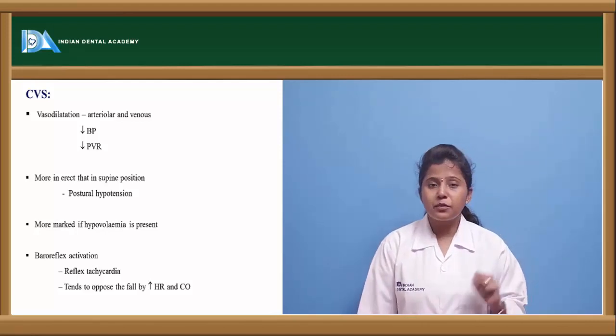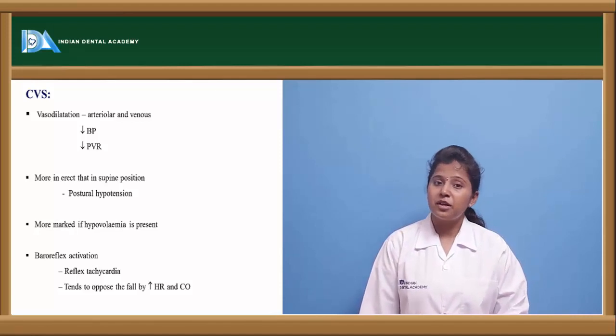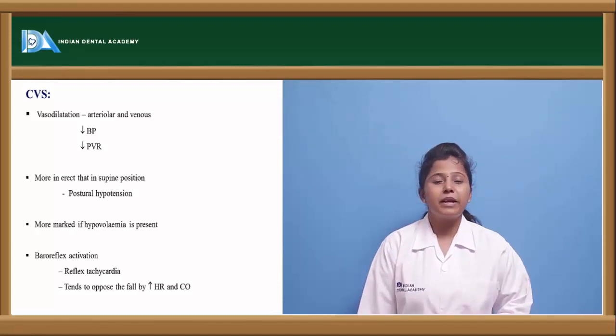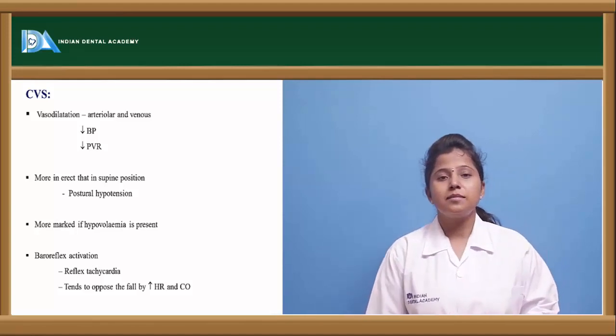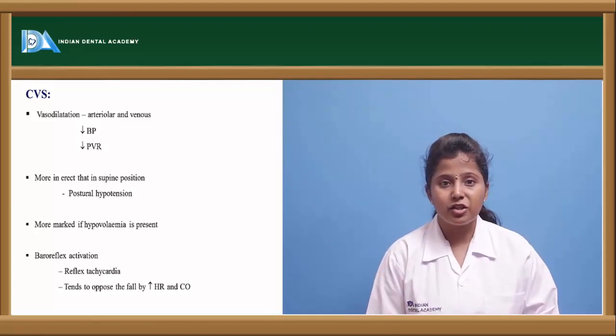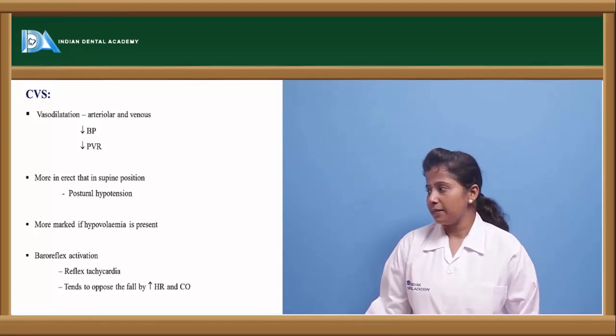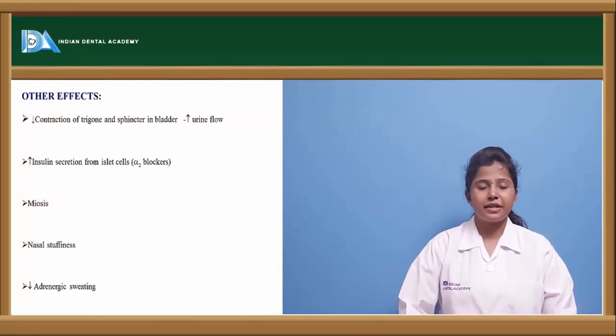So fall in blood pressure as well as rise in blood pressure can be observed with alpha blockade itself, but based on the selectivity towards the receptors. And it is also seen that there will be hypovolemia if there is any alpha blockade. What are the other effects?